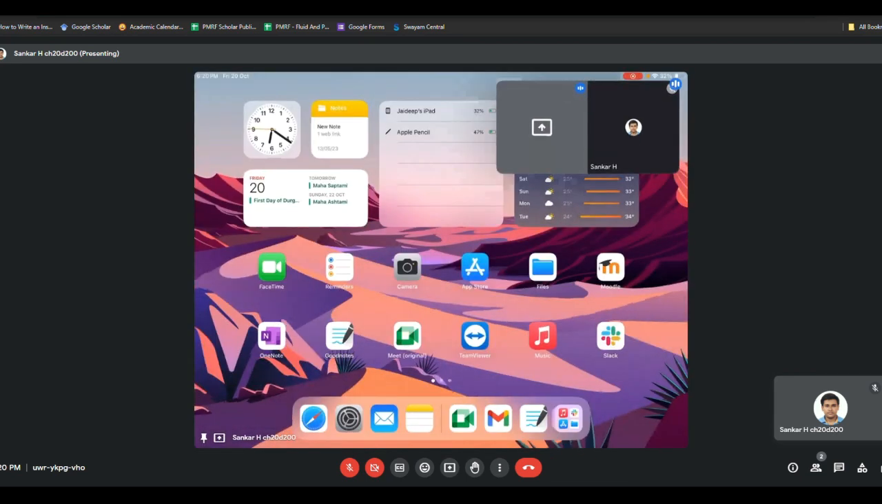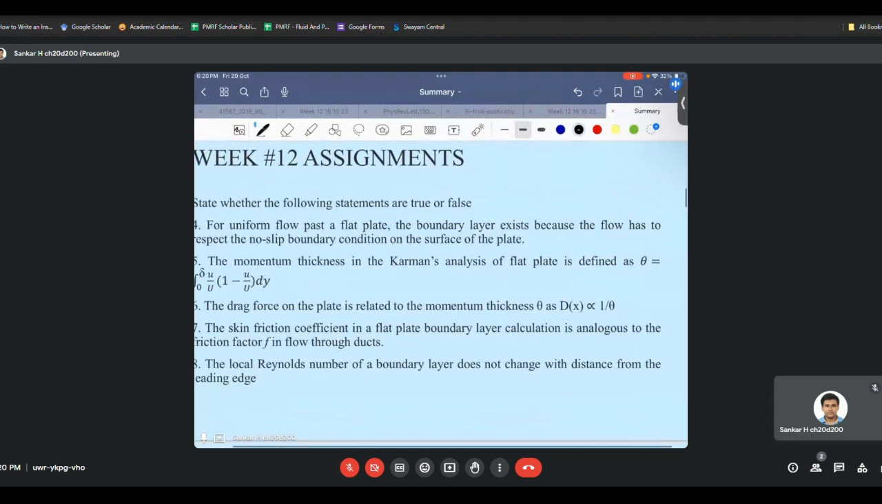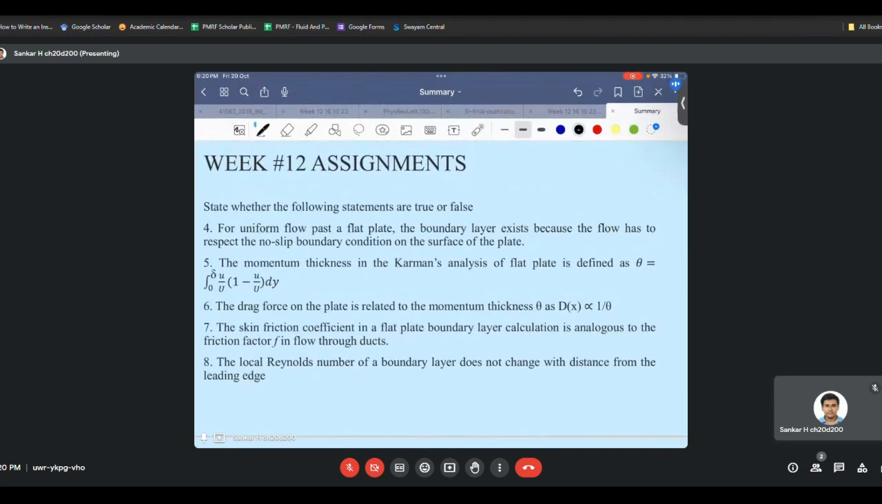Okay, I hope everyone got the answer now. We'll move on to a set of true or false questions and find out the answers for these particular questions. So, question number four states: for the uniform flow past a flat plate, the boundary layer exists because the flow has to respect the no slip boundary condition on the surface of the plate. Is that statement true or false?